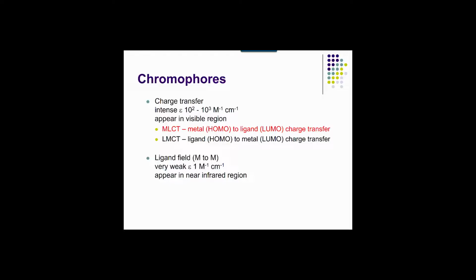The last type of chromophore I'll discuss are ligand field transitions. These are transitions between 2 metal-centered orbitals. These bands appear in the near-infrared spectral region, so these are wavelengths generally further out than about 700, 800 nanometers, and typically these transitions have very low molar absorptivity values, about 1 per molar per centimeter.